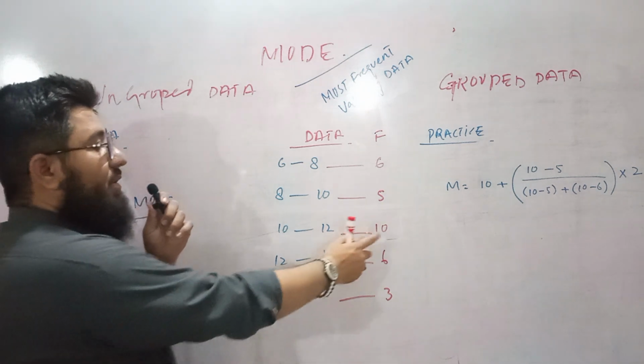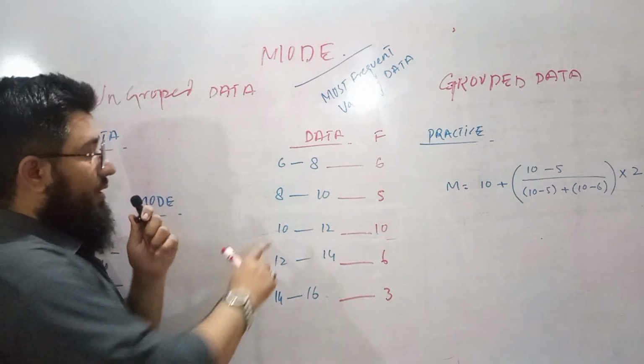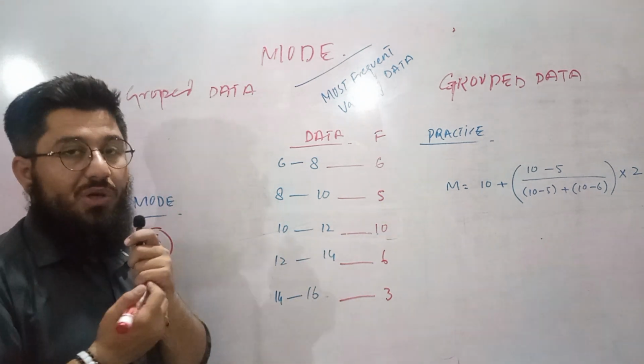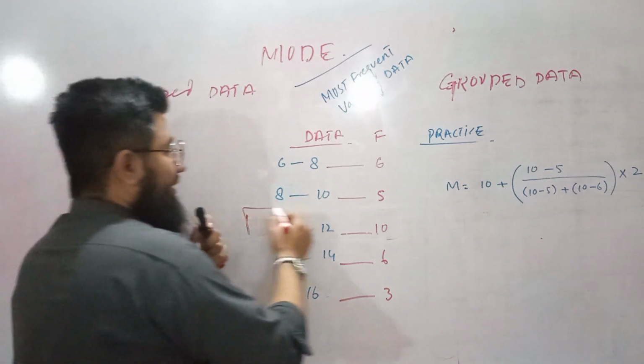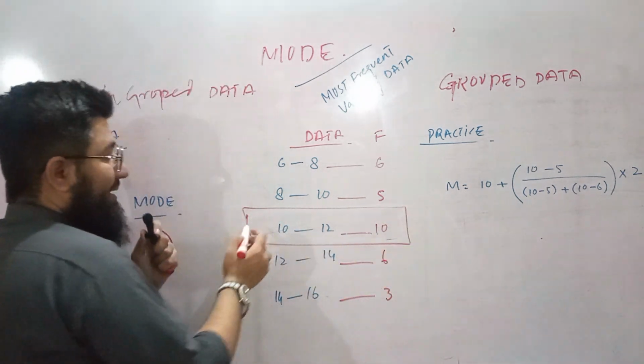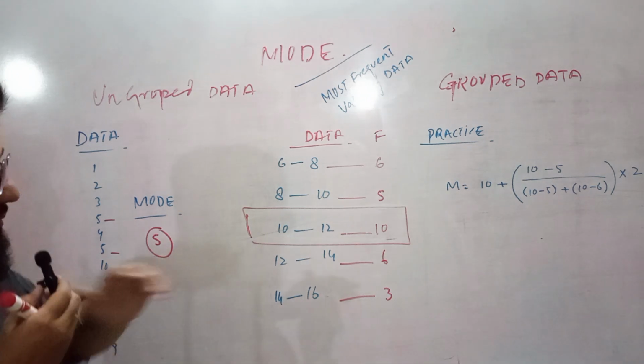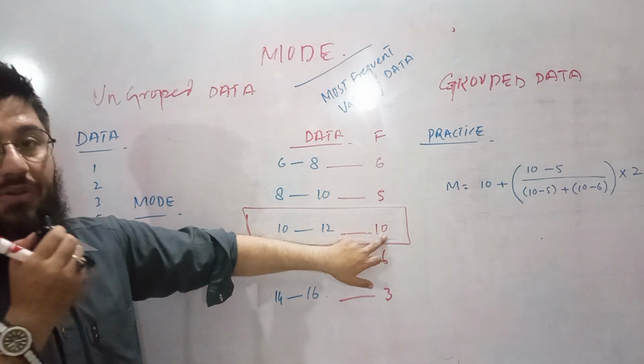So this is the most frequent class. For our ease, we will make a box around this particular portion. This is supposed to be our modal class now, okay?